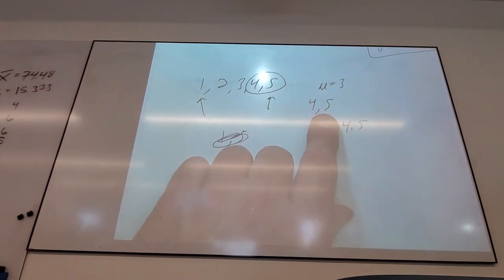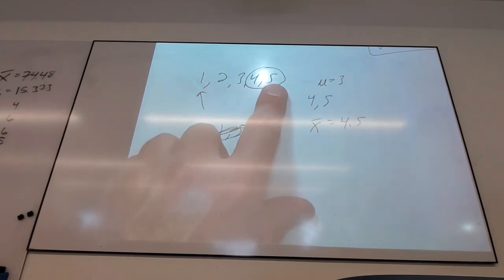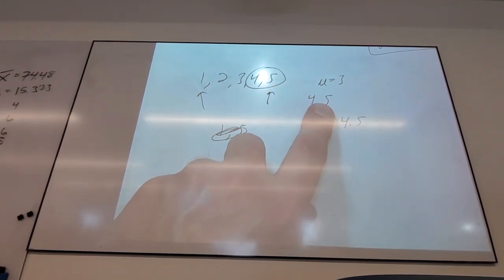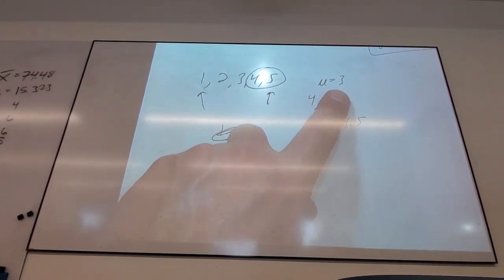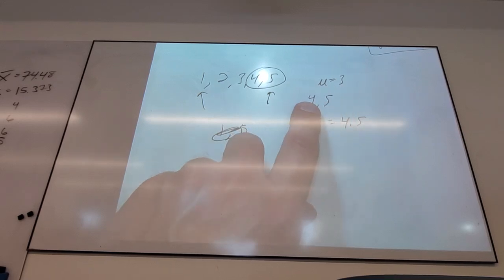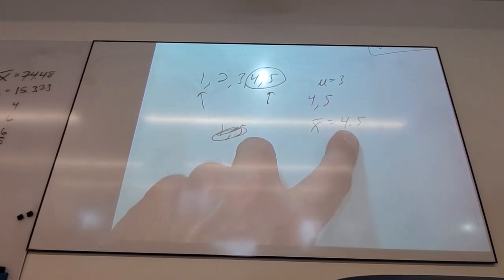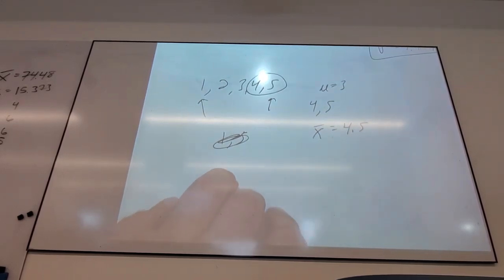Do y'all agree this is a group that I chose from the population, yes? Are their data points closer to the population mean, or are their data points closer to their sample mean? Yeah, 4 and 5 are closer to 4.5, yes? Do you see how that would work for almost any sample you could take?